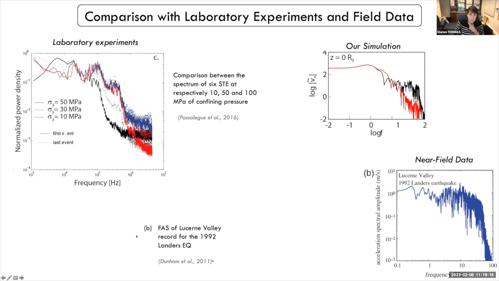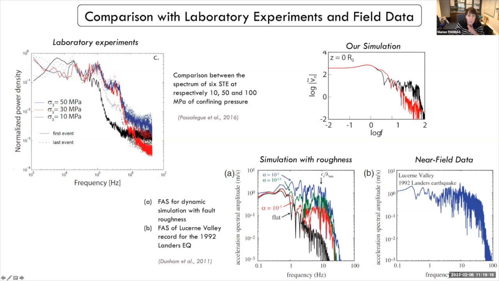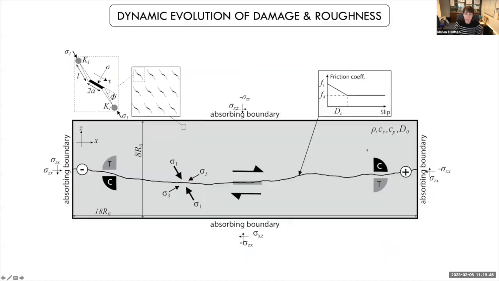There was a very interesting study by Dunham and co-authors in 2011 that tried to explain this high frequency content we observe in nature by saying that faults are not flat, they are rough. And when you have roughness, you have acceleration and deceleration because of those local changes of stresses along the fault. And that by itself should lead to a high frequency content. So the next obvious step was to have a rough fault and a damage rheology.